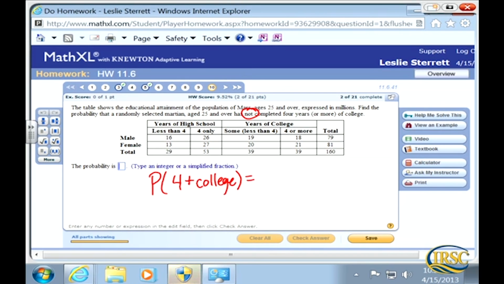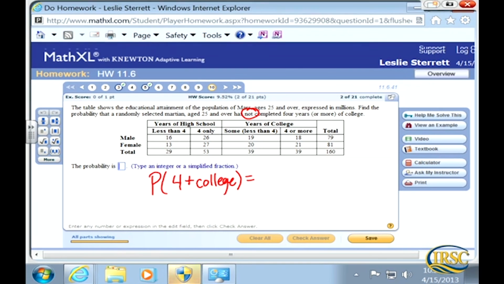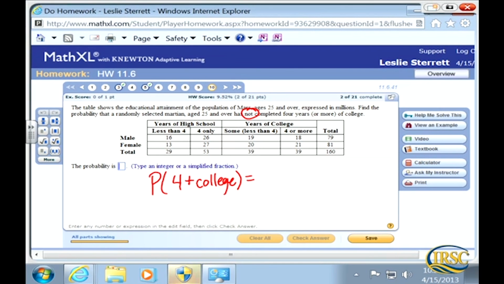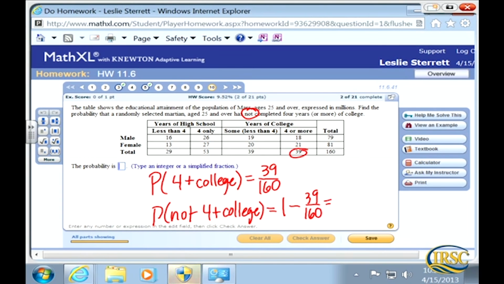And what did you find? Well, 160 is the total. How many have completed 4 or more years of college? 39. Okay, 39. So you got 39 out of a total of 160. Okay, so the probability that they have not completed 4 or more years of college is 1 minus this. But again, the shortcut, remember, is just to take 39 from 160. So what do you get? 121 over 160. Does that reduce?